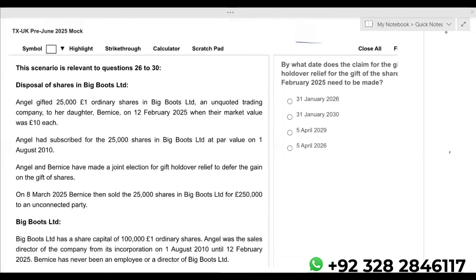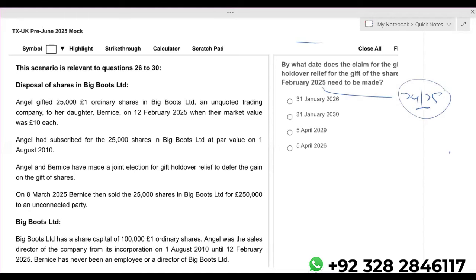By what date does the claim for gift holdover relief for the gift of shares in Feb 2024, which means the tax year is 24-25, need to be made? Actually, the gift relief claim is made within 4 years from the end of the tax year in which the gift is made. If you're making the gift in the tax year 24-25, then you simply have to claim gift relief within 4 years from the end of the tax year.